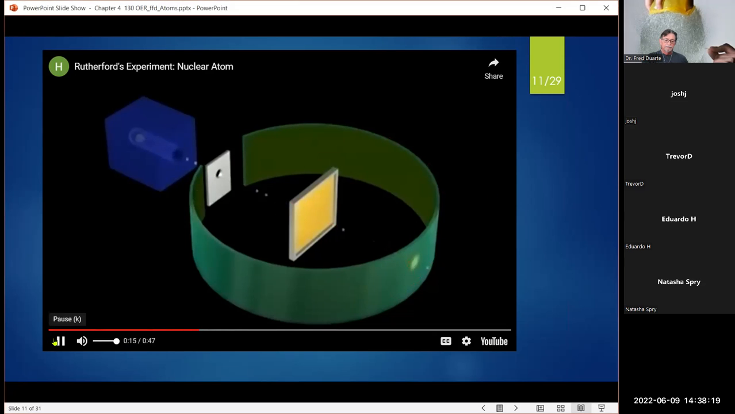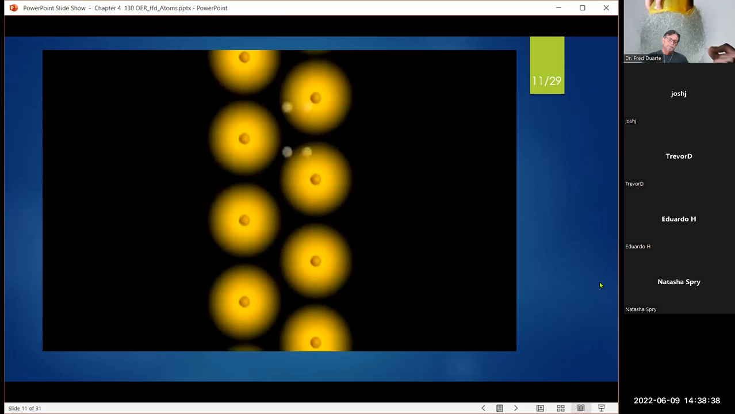However, a few were found to be scattered at large angles, some even back in the direction from which they had come. This meant that they had collided with an object much more massive than the alpha particles themselves, yet so small that only a few alpha particles encountered them. This atomic level view shows what is happening. Most of the atom is occupied by the low mass electrons. The nucleus is small and massive. When an alpha particle encounters a nucleus, it is scattered at a large angle.